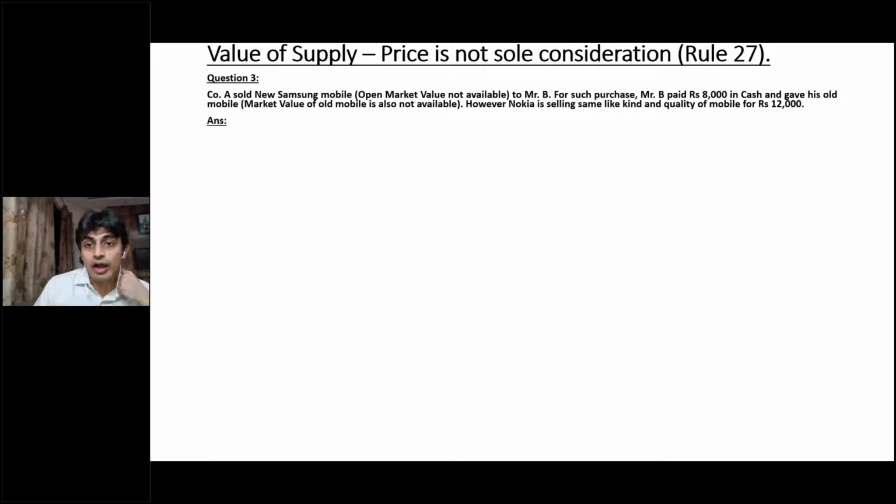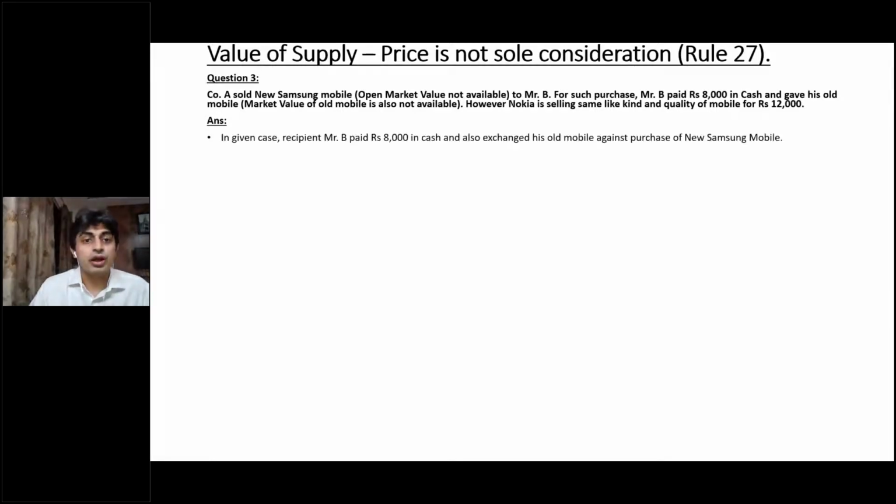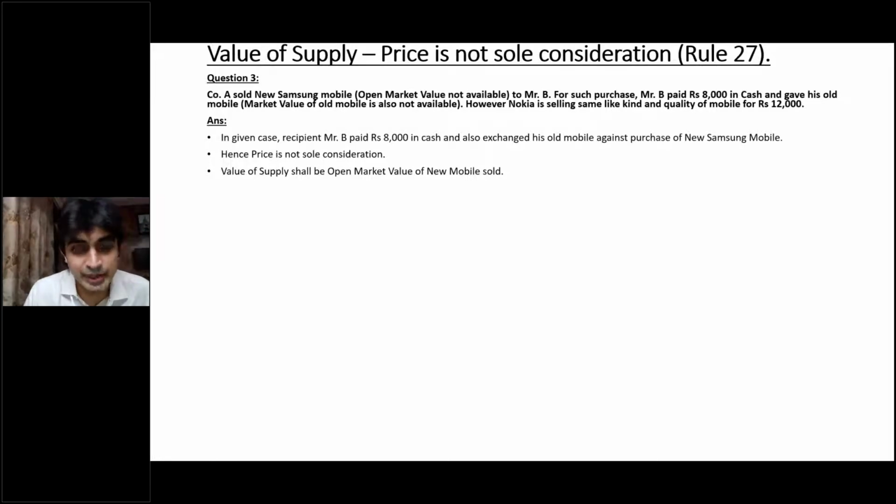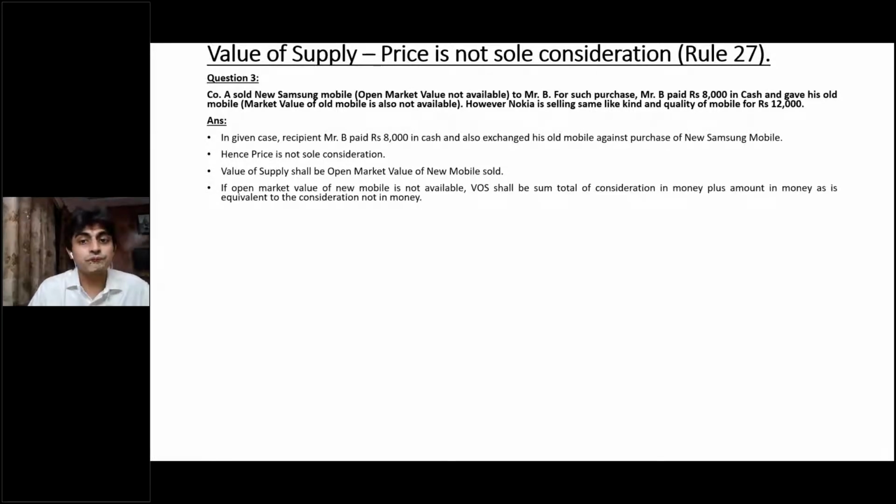So, I have received cash also. I have received an old mobile also. Is price the sole consideration? No, because there is not only money, there is something else also. Hence, price is not the sole consideration. Since price is not the sole consideration, we have to follow rule 27. What does rule 27 say? Market value of the new mobile, that is the value of supply. Is the market value of the new mobile available? No. Then where do we have to go?